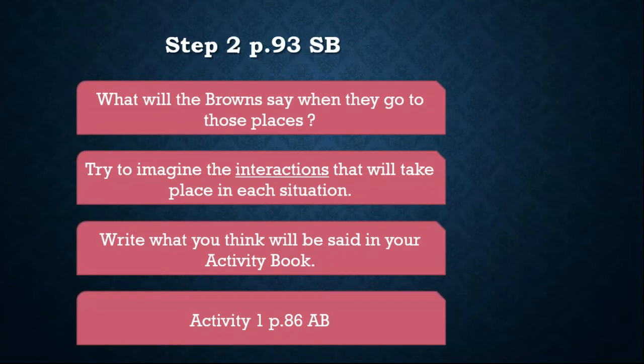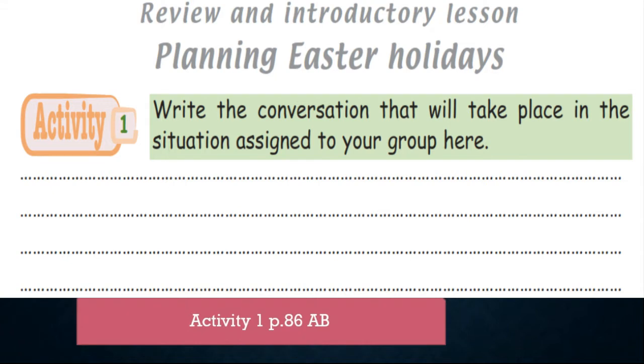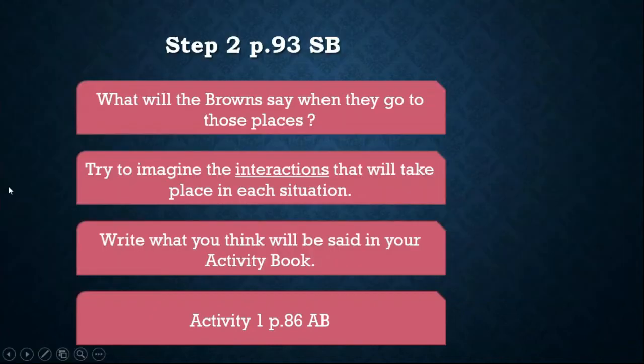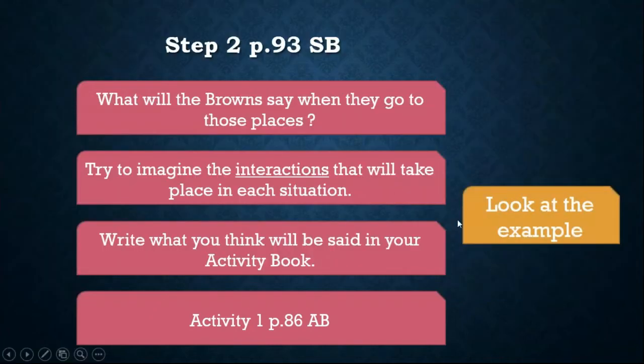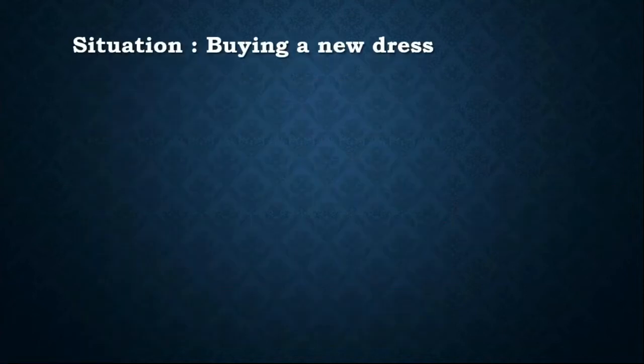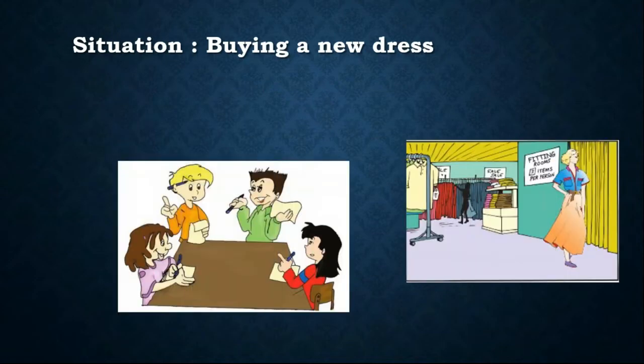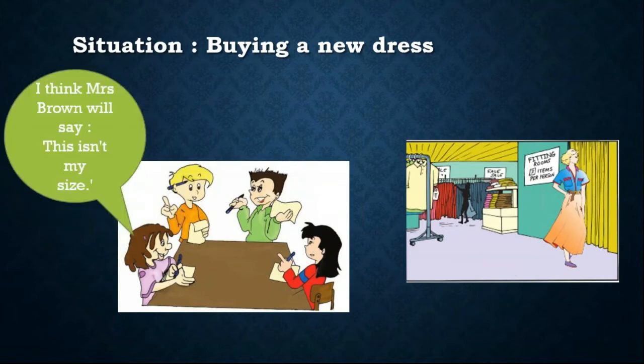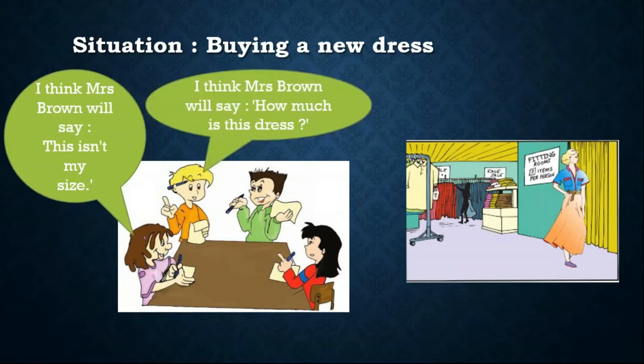So in your activity books on page 86, you just have this small activity 1, all right? But before that, I want you to look at the example, right? The example is of a situation where Mrs. Brown is going to buy a new dress. So this is normally what you should say, right? For example, one of you would say, I think Mrs. Brown will say, this isn't my size. I think Mrs. Brown will say, how much is this dress.